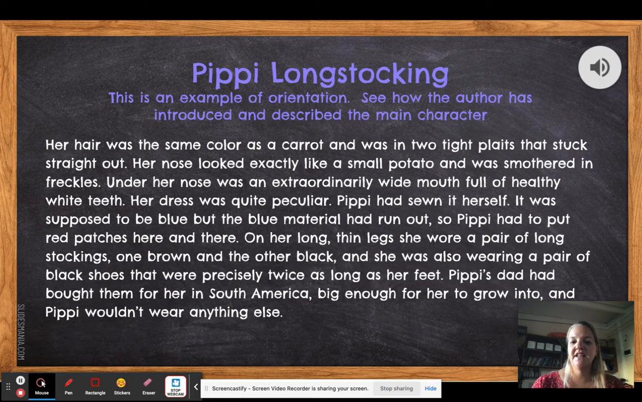Pippi Longstocking, this is a great example of how the author has introduced and described the main character. And they give a great description, and you might like to read this and then try and draw Pippi Longstocking from the description.